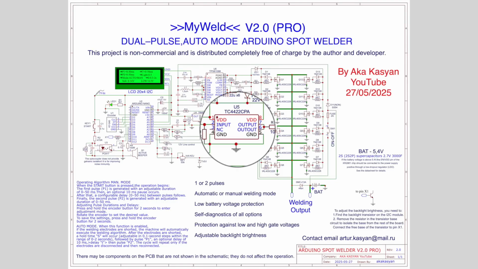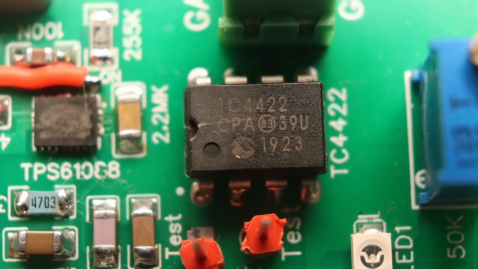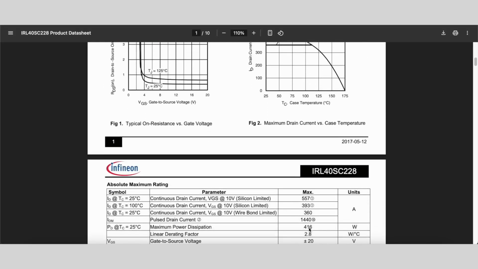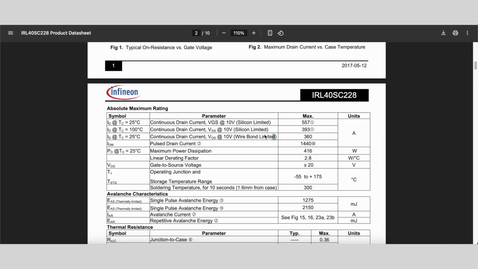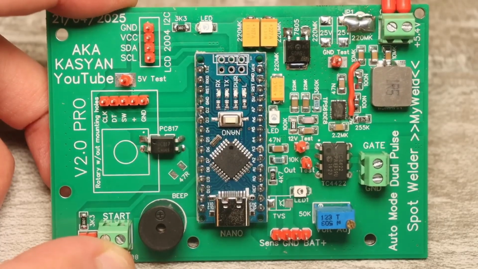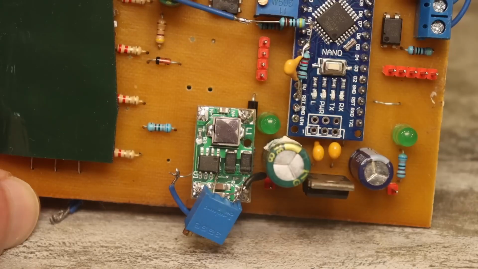In this project, a powerful TC4422 driver is used. It provides very fast switching on and off of the power transistors. To ensure the transistors are fully turned on and their on-state resistance is as low as possible, a gate voltage of at least 10 volts is required. That's why a boost converter is used. The voltage converter is quite powerful and is built around the XR2981 chip for the auto version.